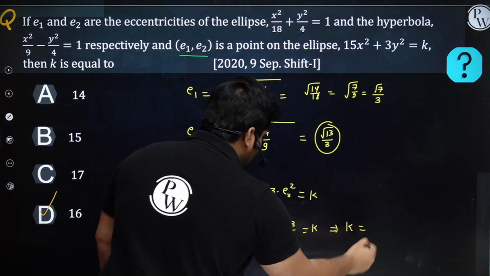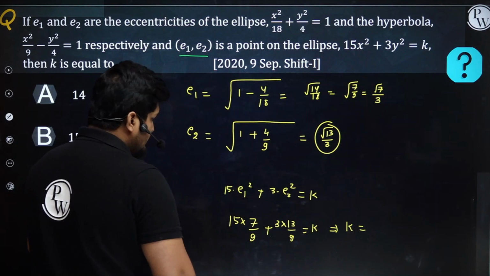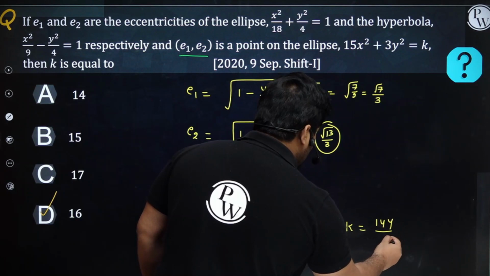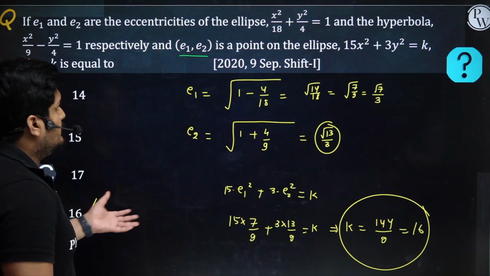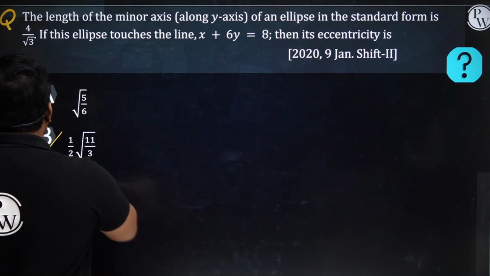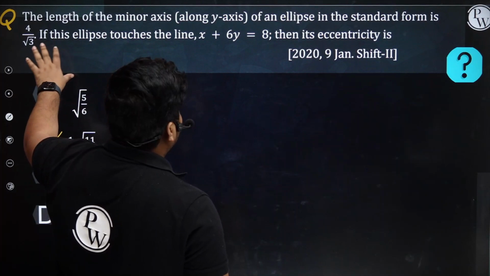So from here we'll have k equal to 39 plus 105, so 144 divided by 9 is 16. So k comes out to be 16. That's it, quite simple. This was just a direct formula for eccentricities, and if you get this type of question in your exam, you are super lucky, guys.